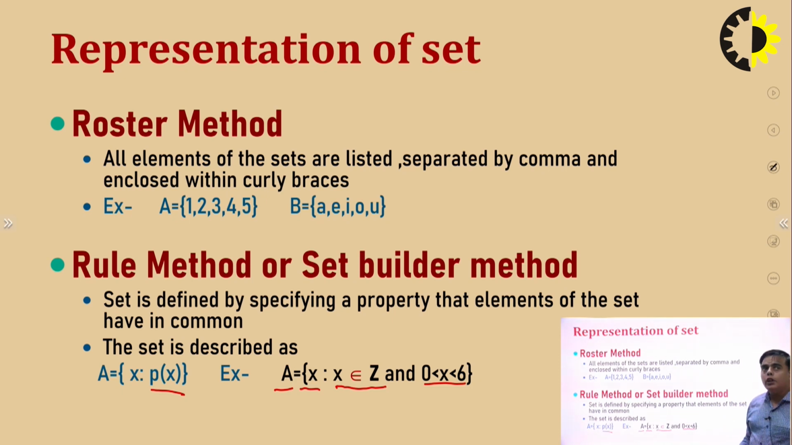So if you can generalize the set, or you can create a property or a definition for your numbers, it is better to write the set in the set builder form. If there is a limited number of elements, 2 or 3 elements, then you can use the roster method, otherwise you can use the set builder method.